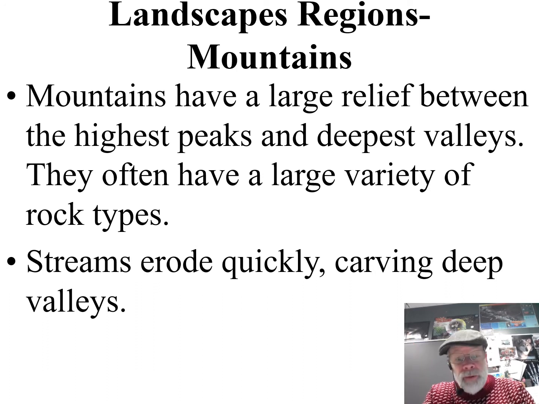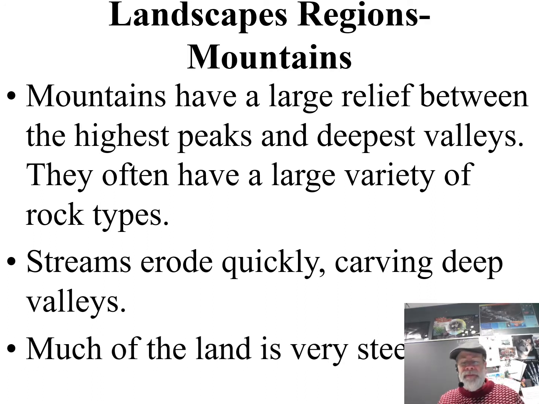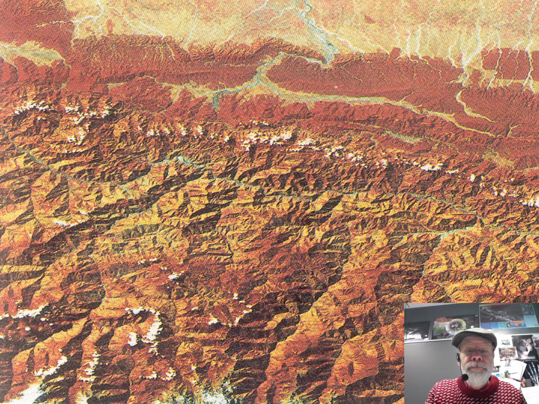In mountains, streams erode very quickly. Now, why? Well, because they're steep. They run fast. They can carry big chunks. They carve deep valleys. Much of the land is very, very steep. It's not really good for building houses on, not really good for industry. A lot of mountains are not very populated at all. Although humans are amazing at where they can live, and there are places where you have serious mountain communities of people who are quite used to living in the mountains.